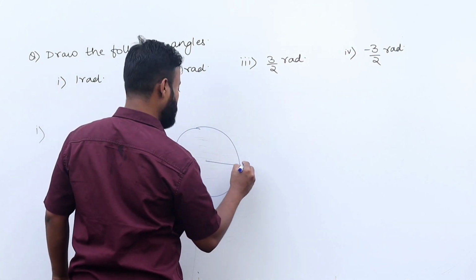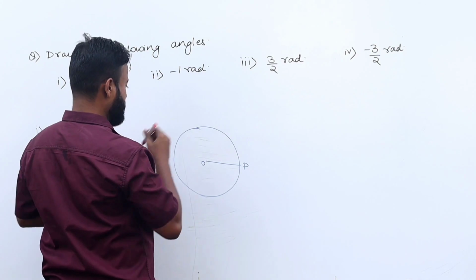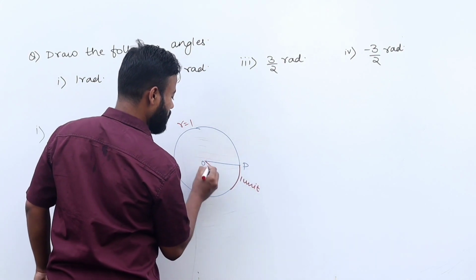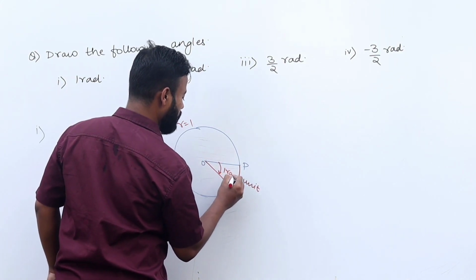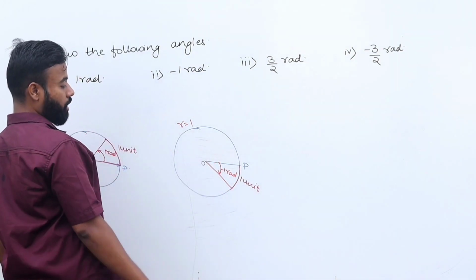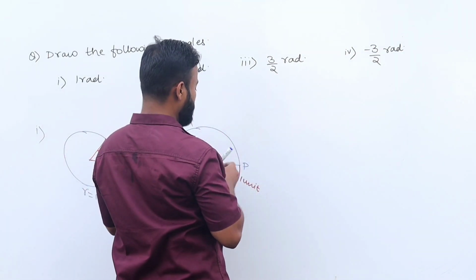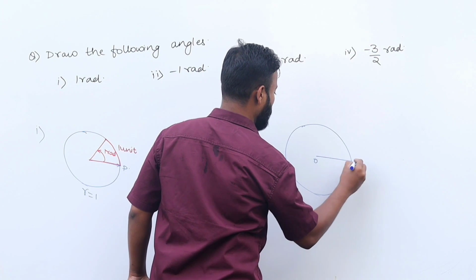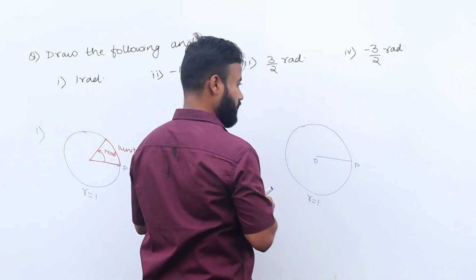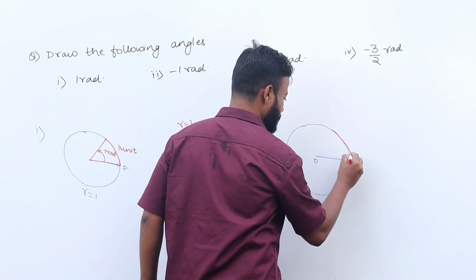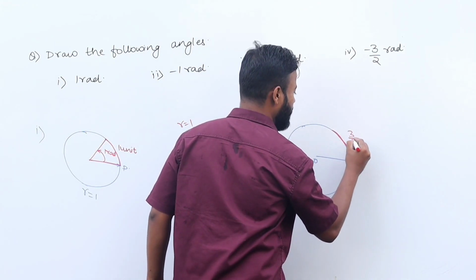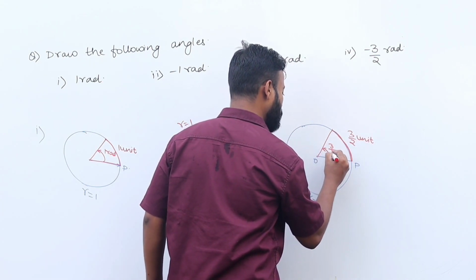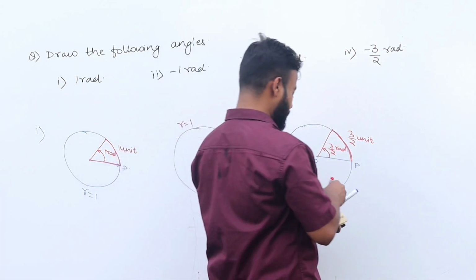For the second part, what you need to do? This is P, this is O, this is the unit radius circle. You just need to move 1 unit. This angle will come out to be minus 1 radian, since the angle is measured in clockwise direction. For 3/2 radian, you just need to move 3/2 on the unit radius circle. OP radius of the circle is 1, therefore just you need to move 3/2 unit. Then the angle subtended would be 3/2 radian. That is plus 3/2 radian.